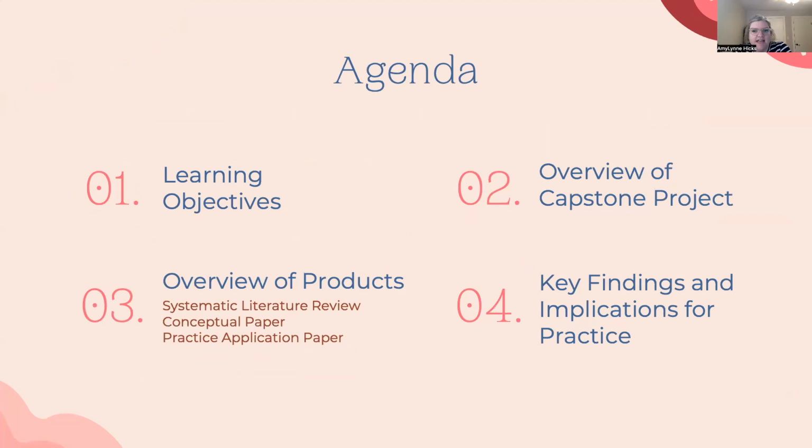So, for the agenda today, first we'll talk through the learning objectives for this presentation. Then we'll talk about an overview of my capstone project as a whole, which will lead us into discussing each of the three main products, the systematic literature review, the conceptual paper, and the practice application paper. Finally, we will talk about some key findings from my project and some implications for social work practice.